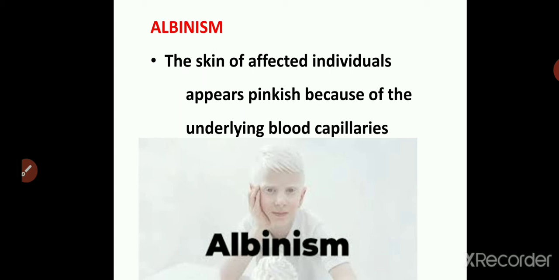So an albino is a person who is suffering from albinism, that is, complete loss of pigmentation from the skin. So the person looks very pink, as you can see in the picture. The child looks totally whitish pink. That is just because the blood which is flowing through the capillaries below in the epidermis gives a reflection of pinkish color to the skin.